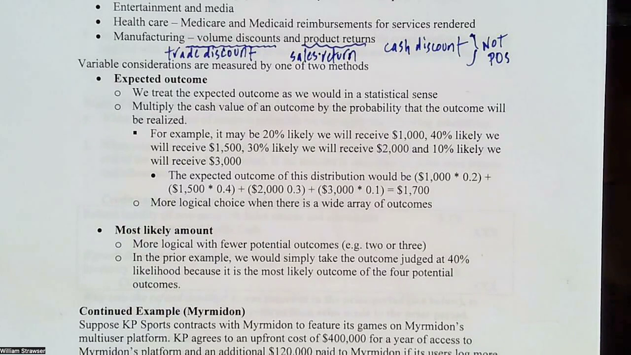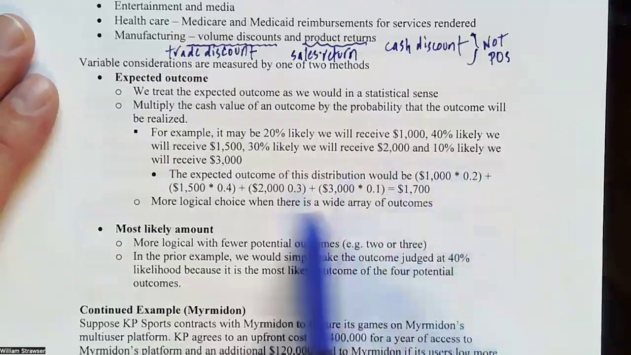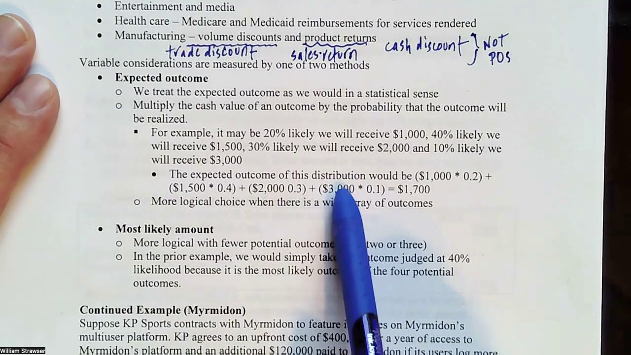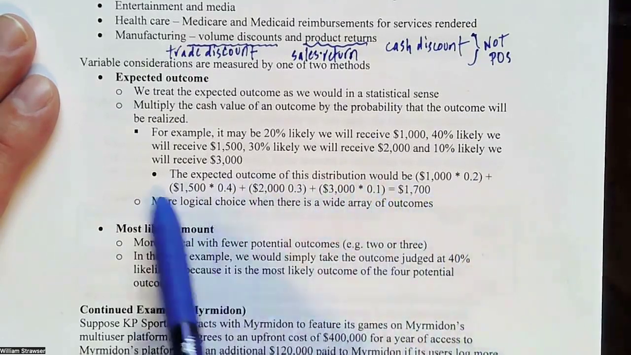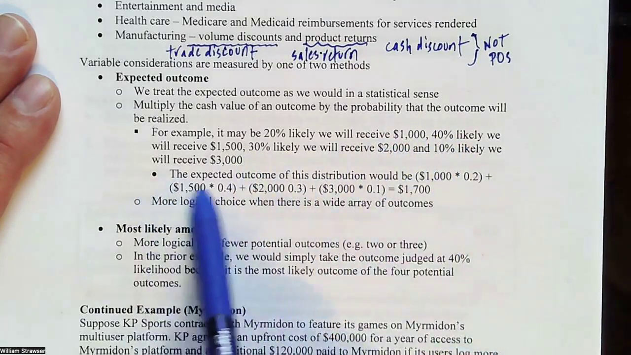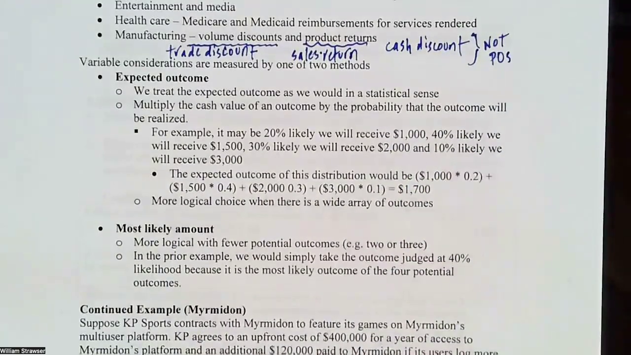And because each one has its own probability associated with it, the best way to do it is just a simple expected value, where we multiply each of the bonuses by their projected probabilistic likelihood, and then sum them together, right? So given this distribution of outcomes, the expected value is that we'll end up at 1,700. So when there's a wide array of outcomes, the expected outcome is where we want to go.